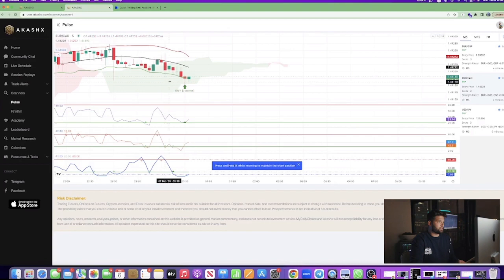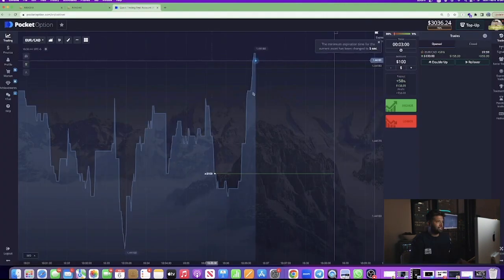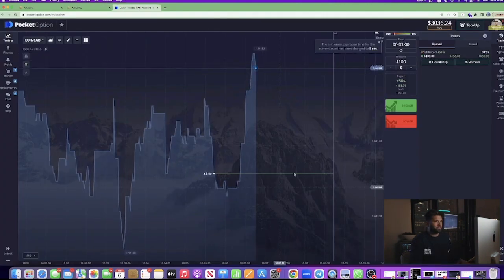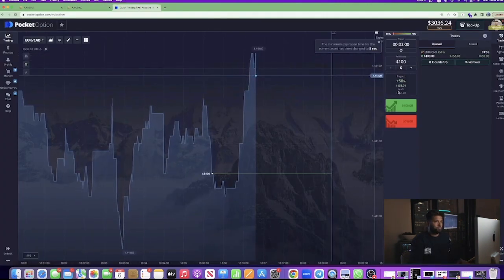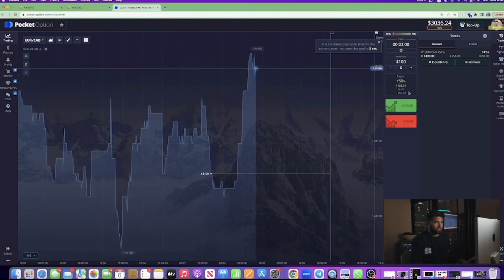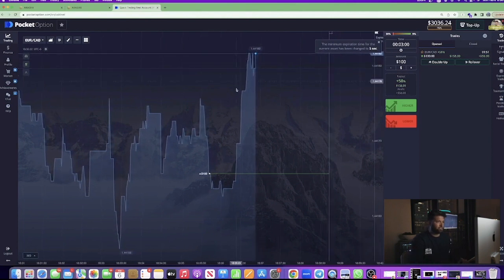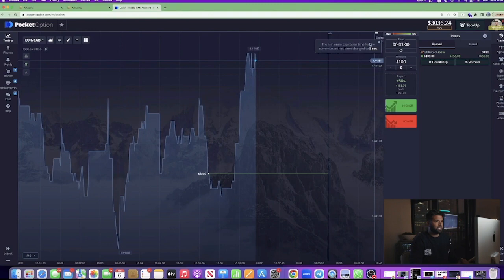Let's check out the scanner. Yep, you guys can see here it's a green candle now. Green means it went up, red means it went down. So we are actually deep in profits right now, guys. I risked $100 to make $58. So I'll actually make $158 on this specific trade setup right here, guys.